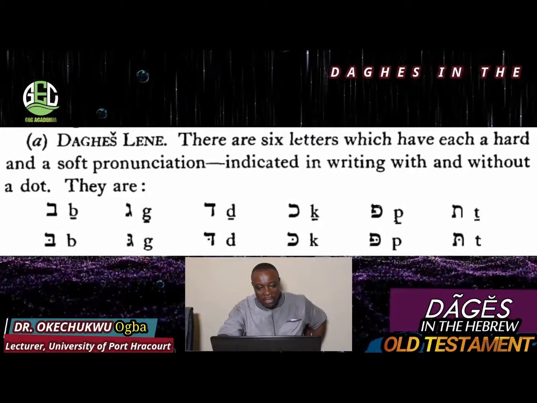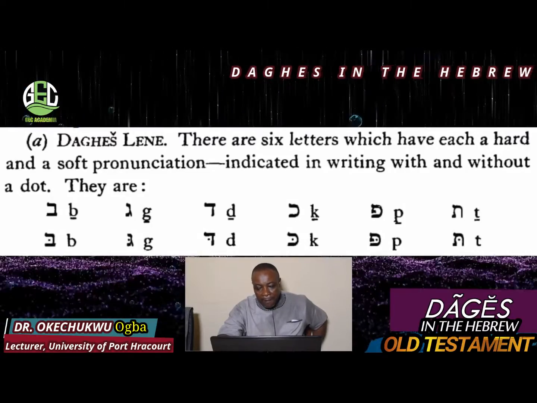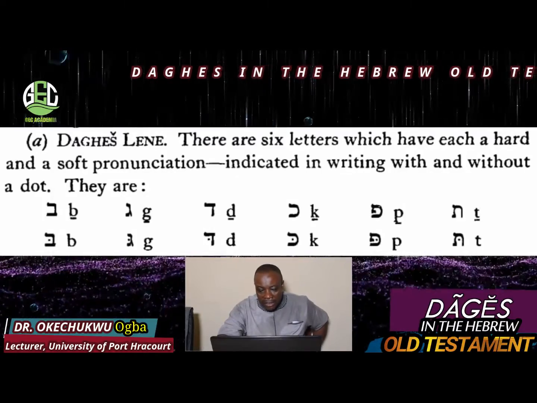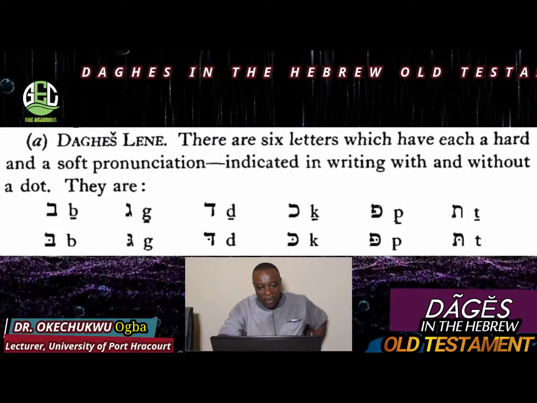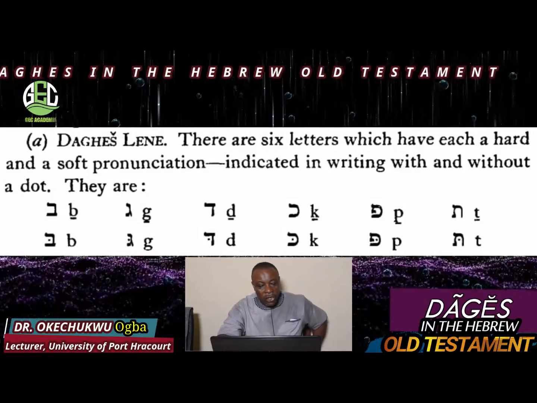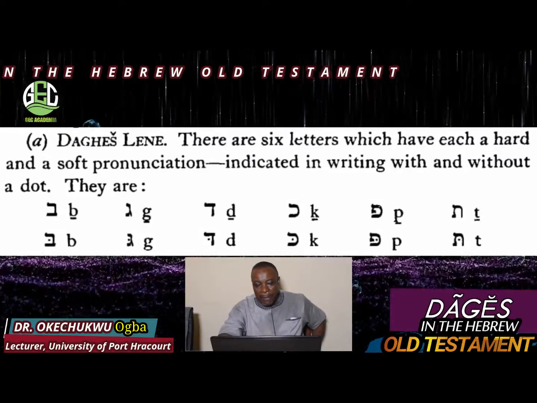So the G under, the D under, the other K, P, T, the ones under have dots piercing them. They are called dagesh. The ones on top don't have it, so they appear normally.